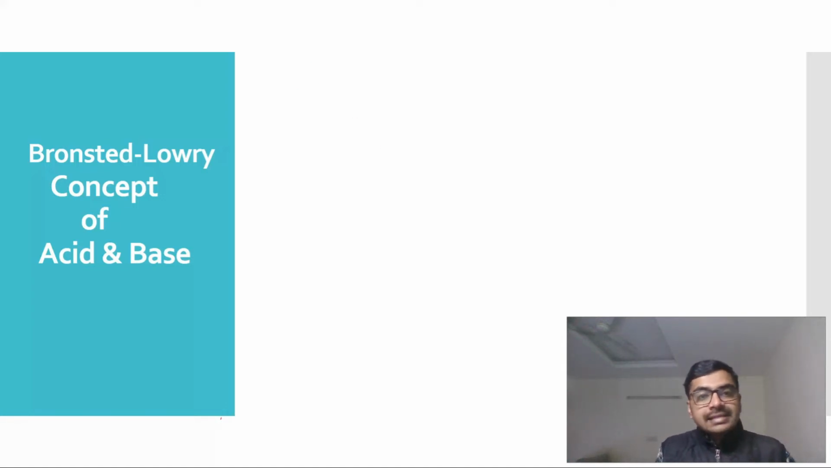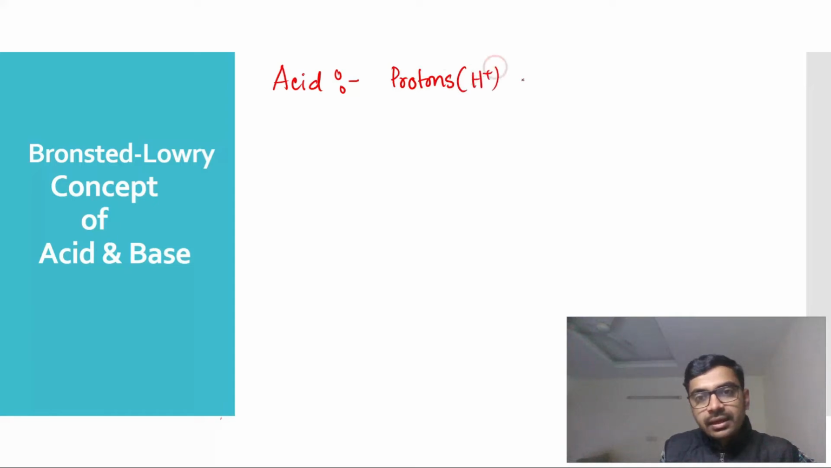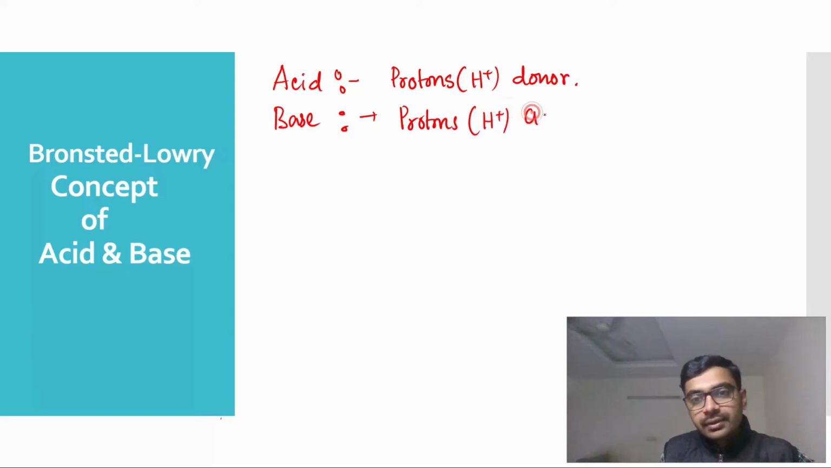According to this concept, acids are proton donors. Proton means H plus ion donor. And according to this concept, bases are the species which are proton acceptors. Proton means H plus ion acceptor. Okay. Now see the example of this type of acid.